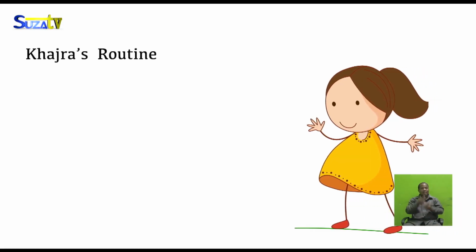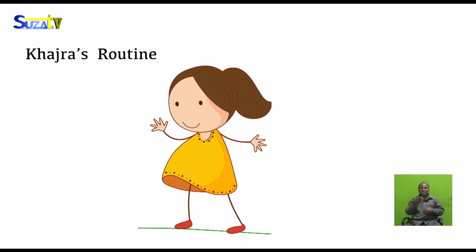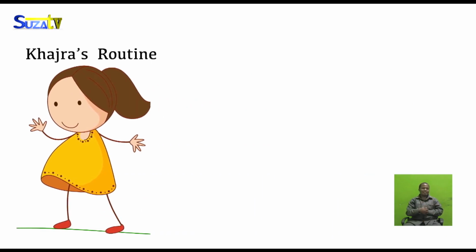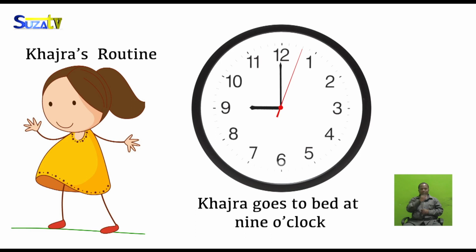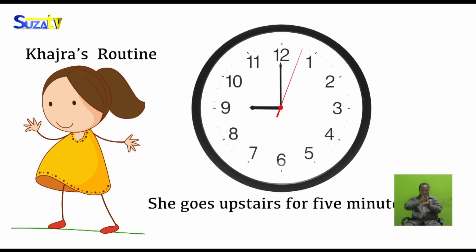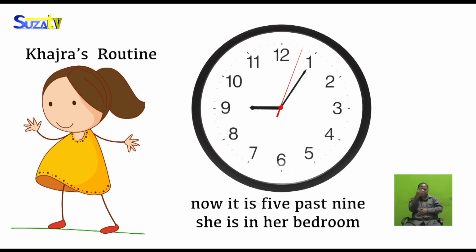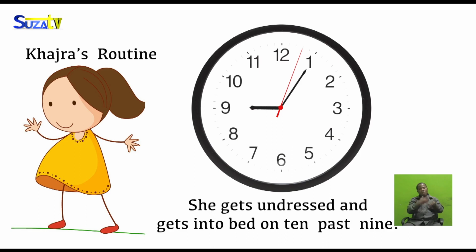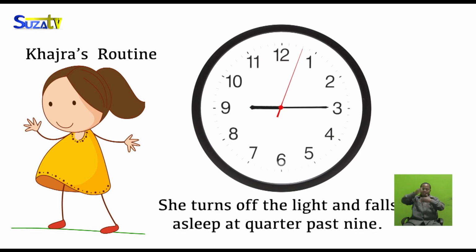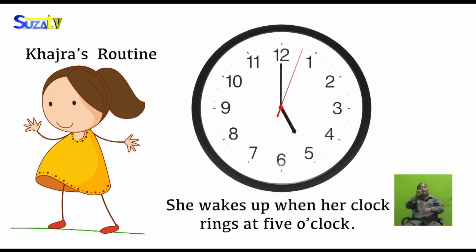My dear viewers, now please have a look at Hajra's routine. Hajra goes to bed at 9 o'clock. She goes upstairs for 5 minutes. Now it is 9:05. She is in her bedroom. She gets undressed and gets into bed at 9:10. She turns off the light and falls asleep at 9:15. She wakes up when her clock rings at 5 o'clock.